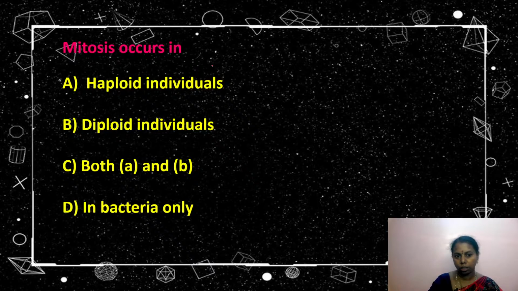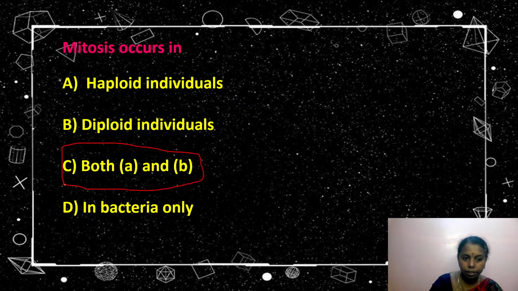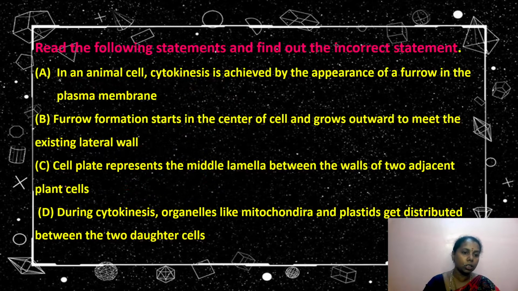Mitosis occurs in dash cells. Is it happening in haploid, diploid, both A and B, or in bacteria only? Yes, it is C. Excellent answer. You're all rocking, Tarunika, Vaishnavi, Jeevan, Tilak, Lakshita, Kalpana, Priya and Arvind Shah. Yes, Arvind Shah and Vivek, it is both A and B. It happens in haploid cells as well as in diploid cells. Mitosis is happening in both.